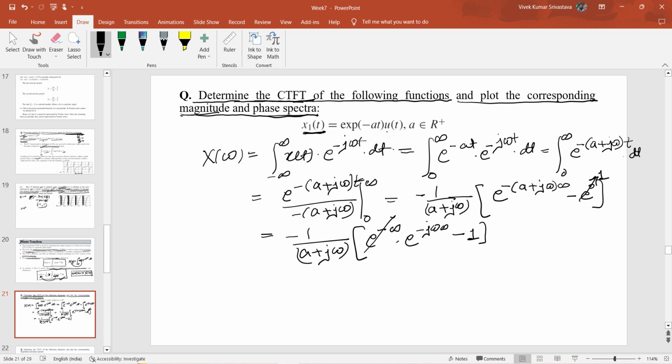The value of e raised to the power minus infinity will be equal to 0. However, this we cannot predict, because this is a complex exponential signal.